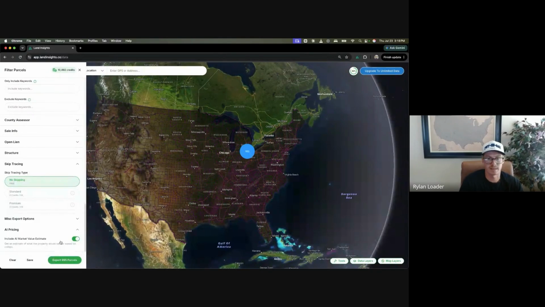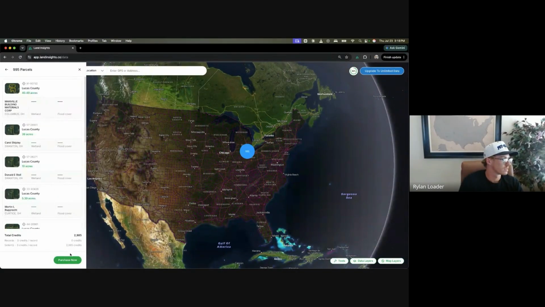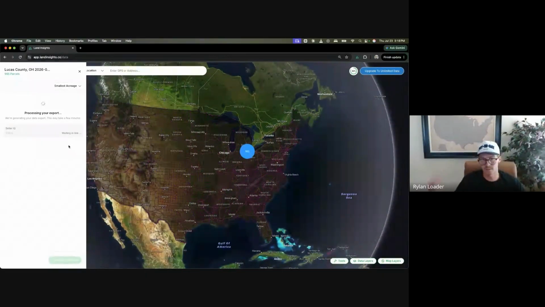Land Insights tries to calculate what it's worth. Obviously, I always recommend doing manual comping. So that's literally all I do, and I just export my data set. Right, so you can just purchase it, export it. Boom. Okay, so that's just the list stacking that I recommend doing.